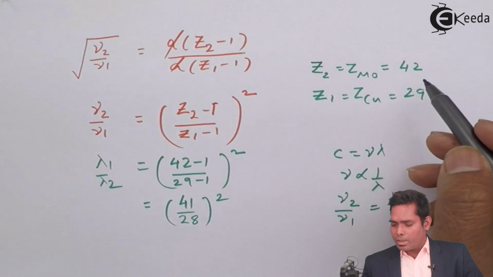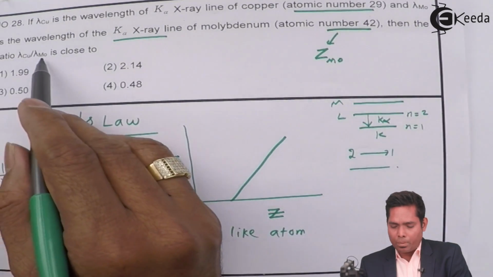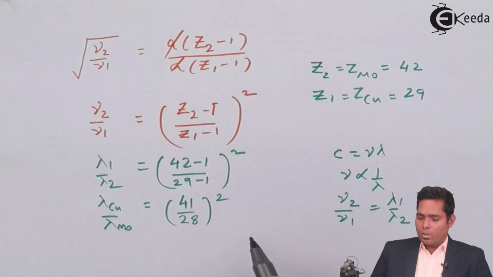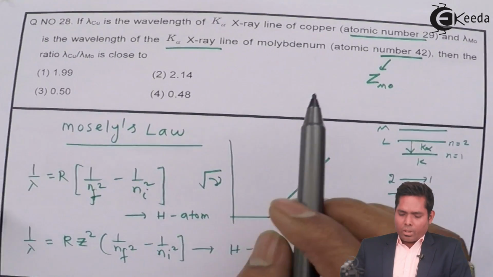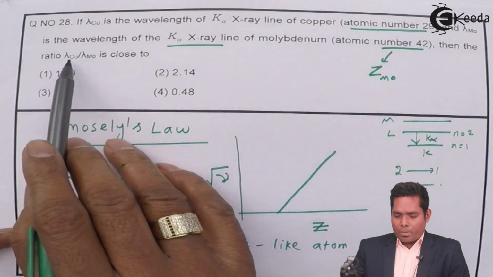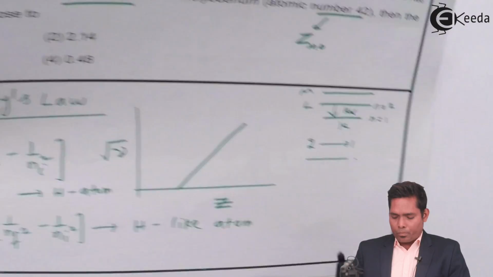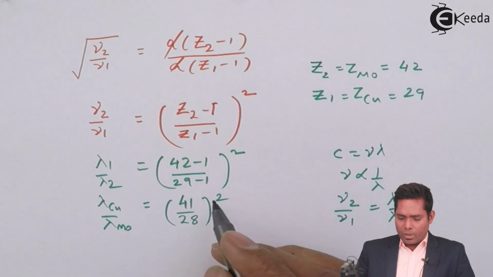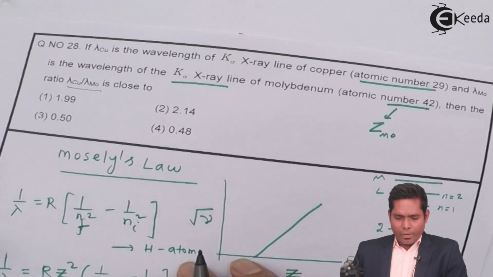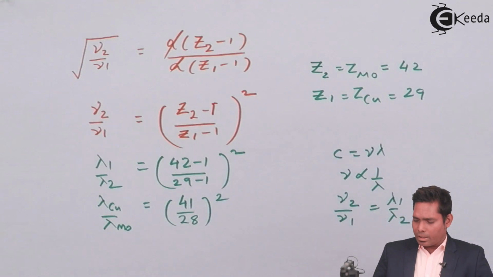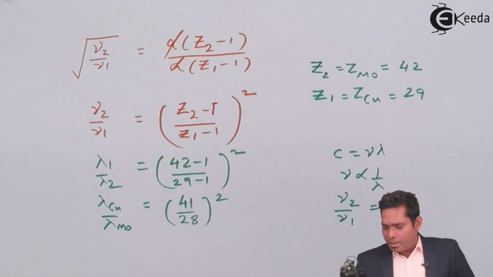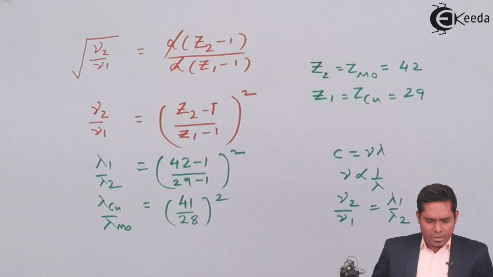But lambda 1 stands for copper, so this is lambda copper for lambda molybdenum. So finally we got to the point that lambda copper by lambda molybdenum is this. You have to solve this value and get the answer. If I solve this, I have to use a calculator, but in your exam you can take this 30 and take this as approximately what I should get.